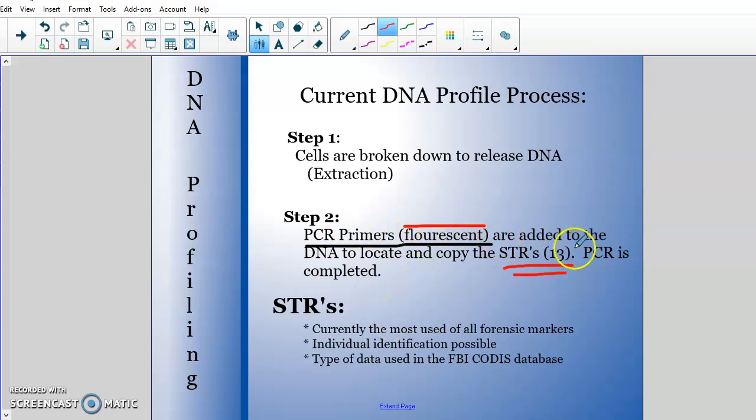So PCR primers are added to the DNA to locate and copy what's called an STR, which is a short tandem repeat. And then they actually do PCR on that location in the DNA. STRs are the most used of all the different forensic markers that are out there, and they're the data that gets put into the FBI's CODIS database, which is the database that they store everybody's DNA profiles and use to compare. So CODIS stands for the Combined DNA Index System. Okay. All right, so let's talk about what an STR is, since we kind of just introduced that right here.